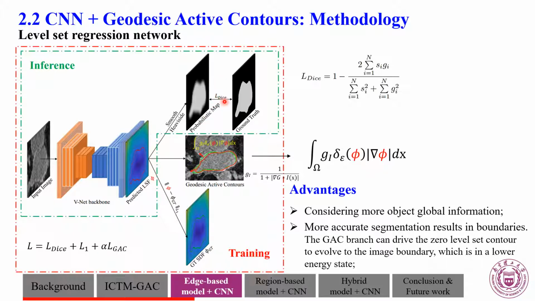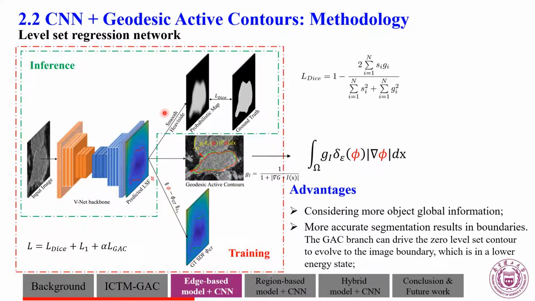The first branch is supervised by the segmentation ground truth, which guides the probability map as close to the ground truth as possible in terms of Dice loss. The second branch is the proposed geodesic active contours, which can drive the zero level set contour of the predicted level set function towards the image boundary so as to obtain lower energy. The third branch aims to guide the predicted level set function to be close to the ground truth by the widely used L1 loss. During training, all three branches are used, while only the first branch is used to generate the segmentation during inference.